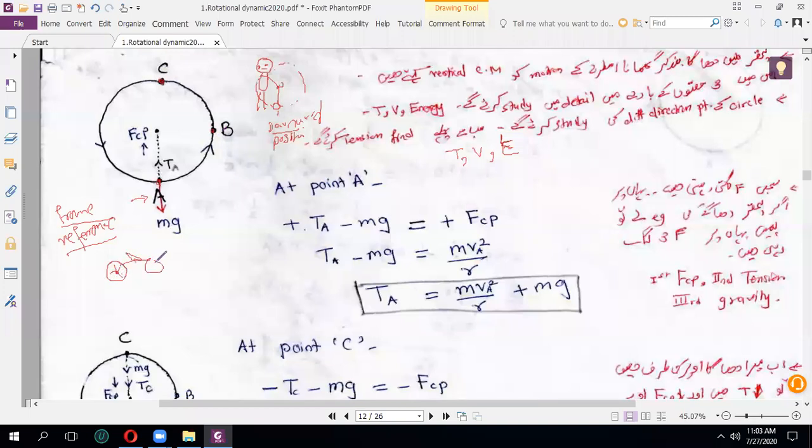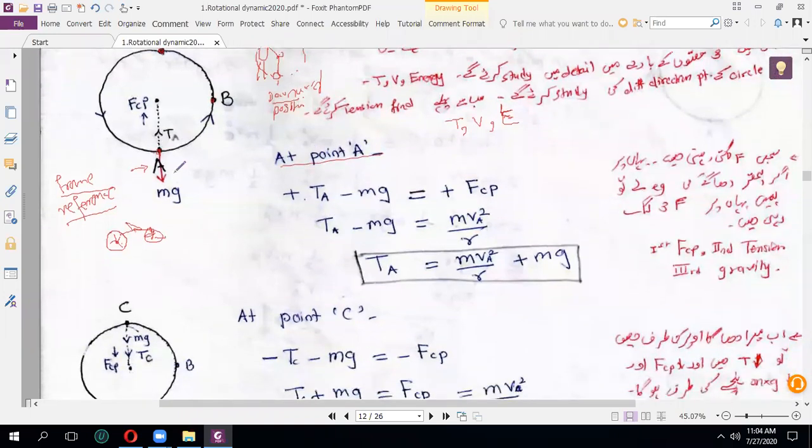Now first we start calculating tension at point A. What is the tension? So at position A, we name the tension by TA. Now we know that gravity is always in the downward direction. So gravity downward is my mg, but the tension and the centripetal force are always toward the center of the circle, correct? So my tension and centripetal force are always toward the center.